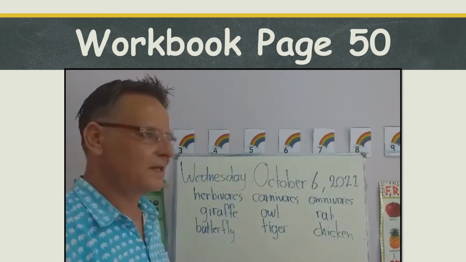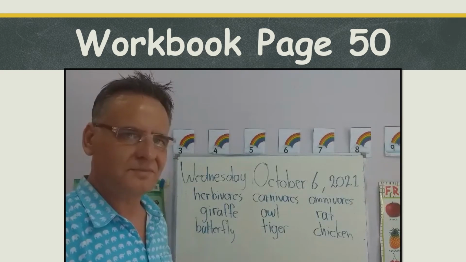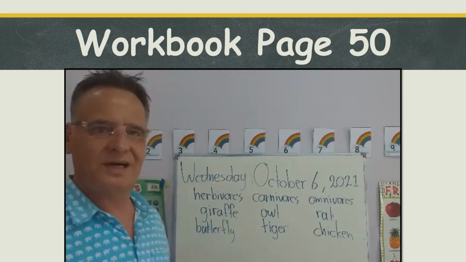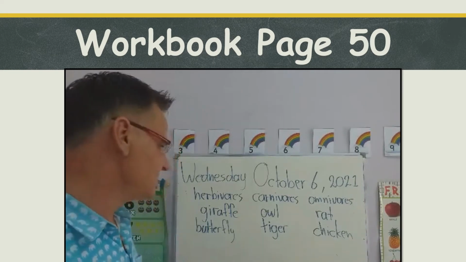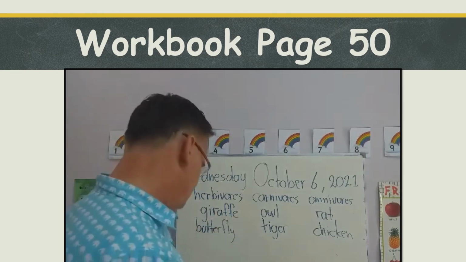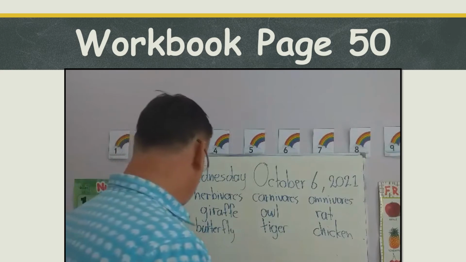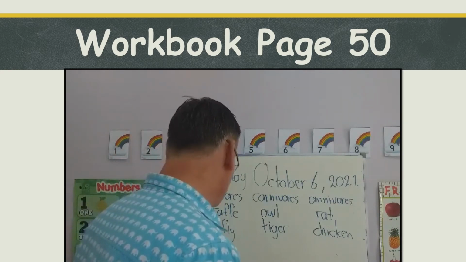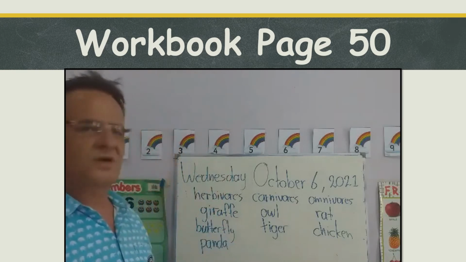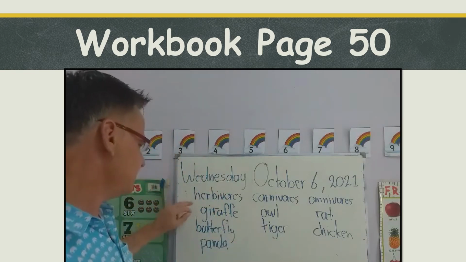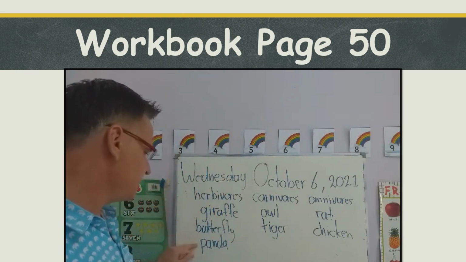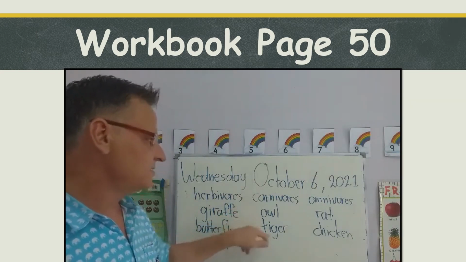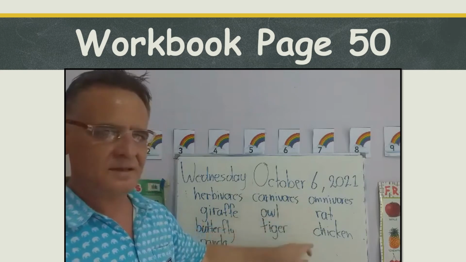What does a panda eat? Right, a panda likes to eat bamboo and maybe some other plant materials, but a panda bear does not eat meat, so the panda is also a herbivore. Okay, so you can fill that in. The herbivores: the giraffe, the butterfly and the panda. Carnivores: owl and tiger. Omnivores: rat and chicken.